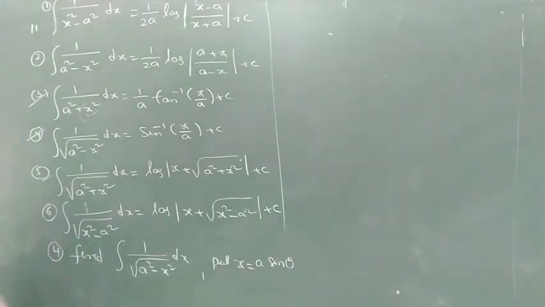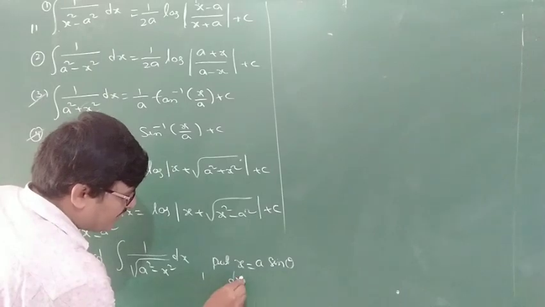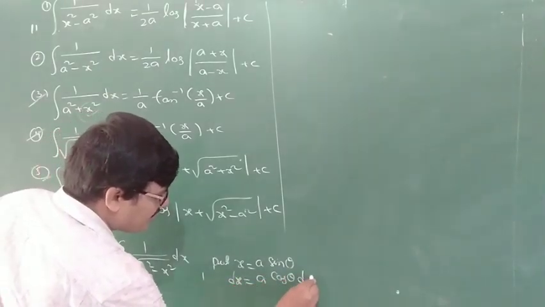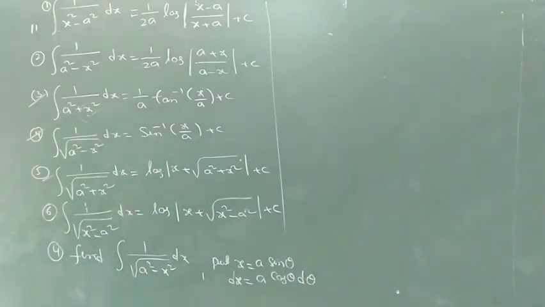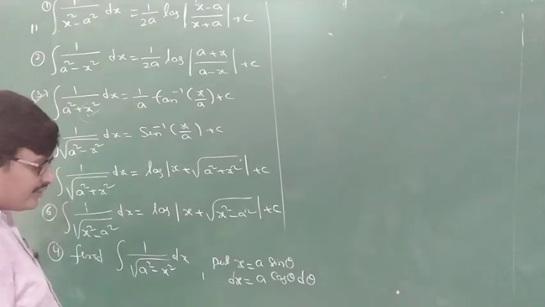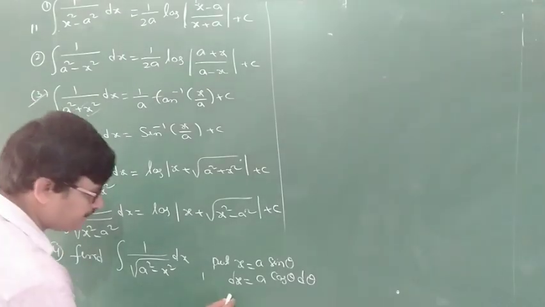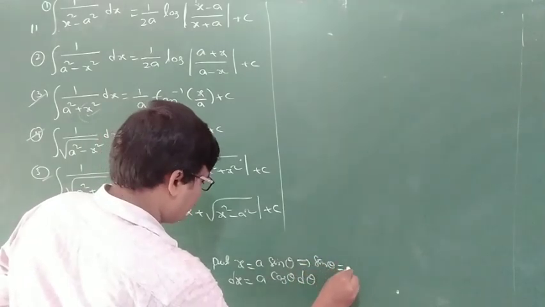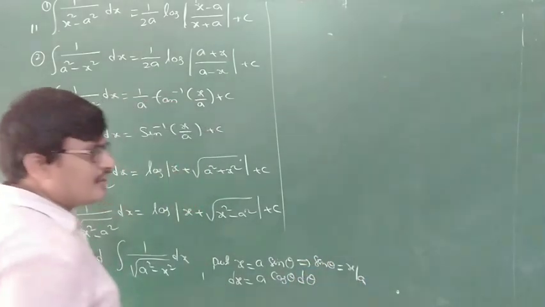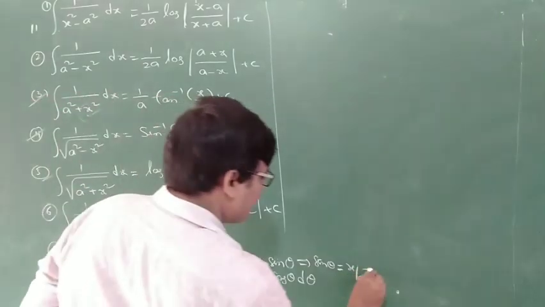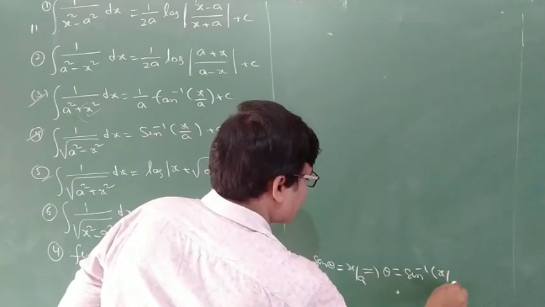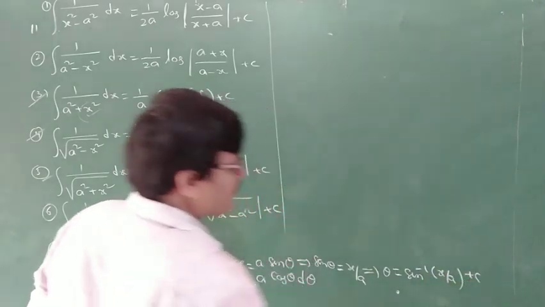So we put x is equal to a sin theta. Derivative: dx is equal to a cos theta d theta, derivative of sin theta is cos theta d theta. So sin theta is equal to what? Sin theta is equal to x by a, that implies theta is equal to sin inverse x by a plus c.